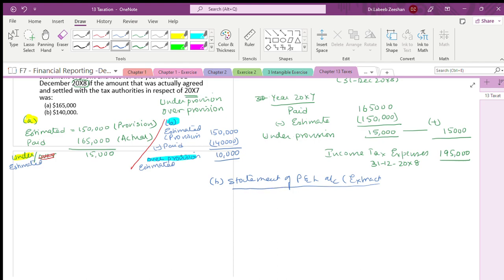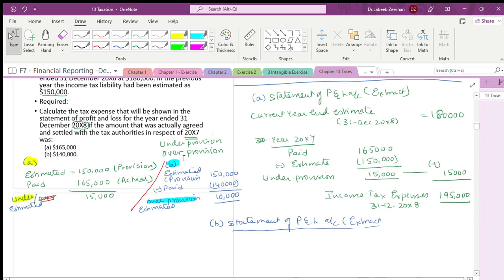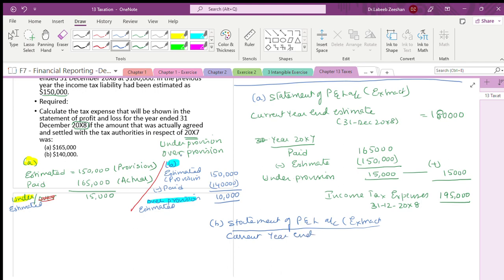Fine. Now, how much is the estimate we have done, the current year estimate? Again we have to start with the current year only. Current year end estimates, make it 31 December 2008. How much is there? 180,000.